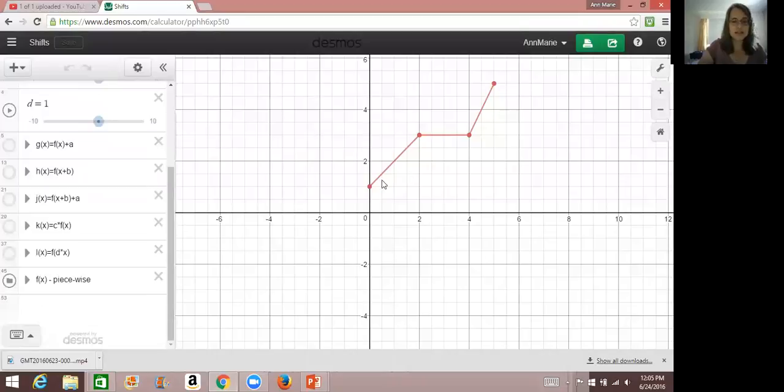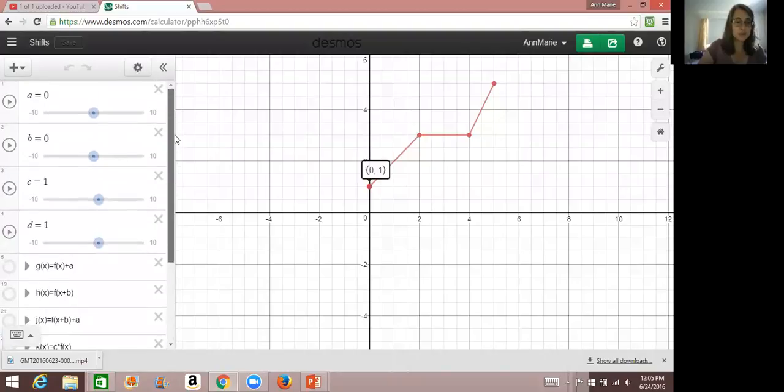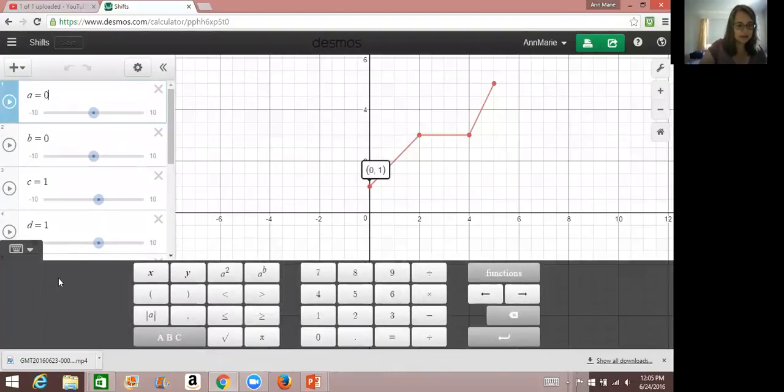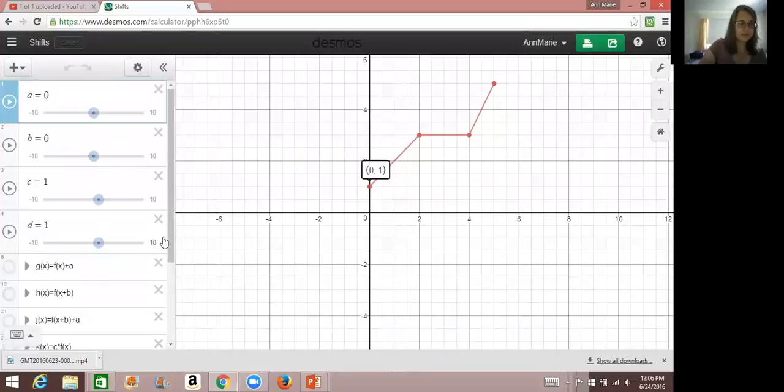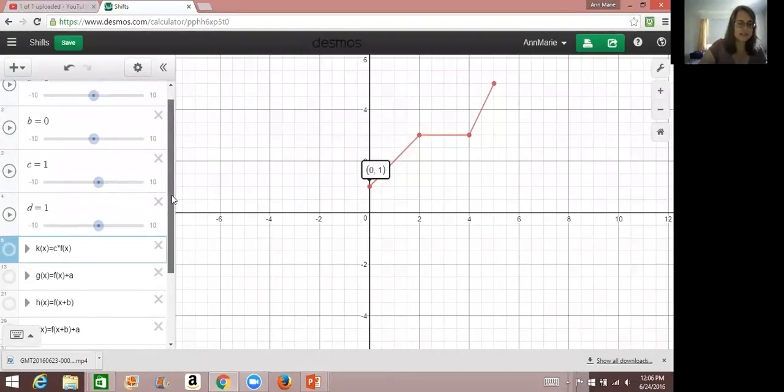So what that means is this point, (0, 1), should become the point (0, 2). Let's see if that is what happens. This guy, k of x, is my function that is my f of x multiplied by whatever c is. I turn him on. Now let's see what happens when I make c be 2.